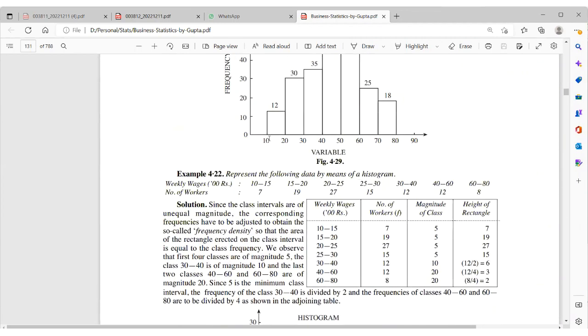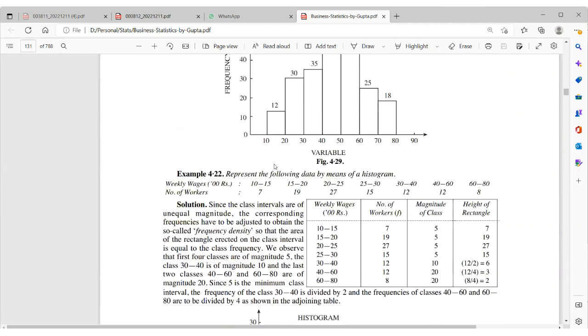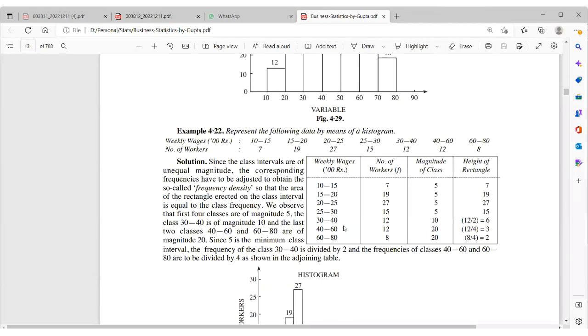In this, we have started from 0 to 10. If it started from 30 to 40 like this, we again make a kink line here, like a zigzag kink line. Similarly, see, in this example, what we see: 10 to 15, 15 to 20, that is a 5 gap, 20 to 25, 5 gap, 25 to 30, 5 gap. But in 30 to 40, there is a 10 gap, 40 to 60, 20 gap, 60 to 80, 20 gap, right?